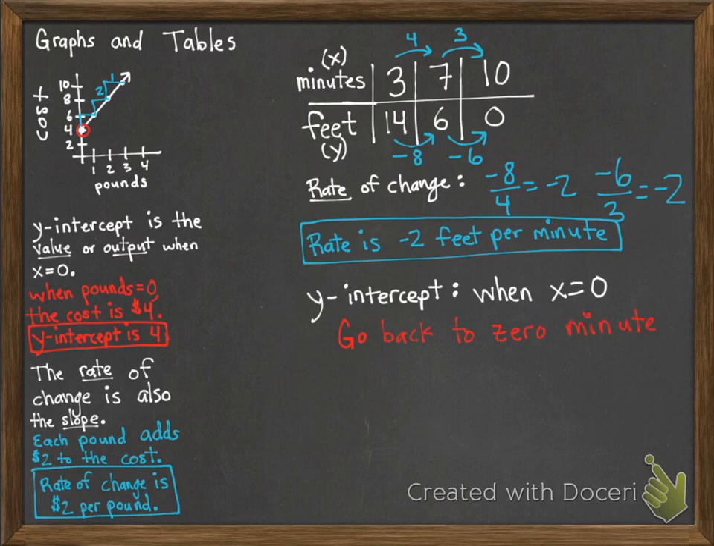We're going to go back to 0 minutes and see how many feet away that snail started. Since it was 14 feet away after 3 minutes, we're going to subtract 3 minutes and go back to 0 minutes, or the very beginning. But since it's going 2 feet per minute, we have to take that 3 minutes and times it by our -2 feet per minute rate, and that will tell us that that snail started 20 feet away from the garbage can. So that's our y-intercept, 20 feet.